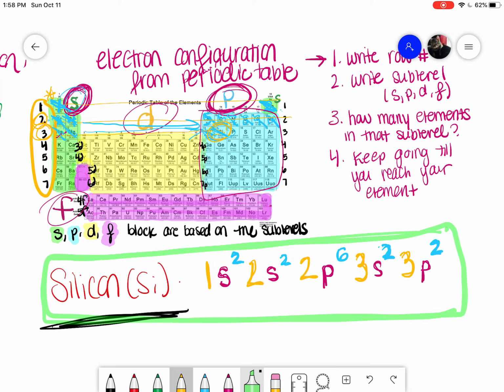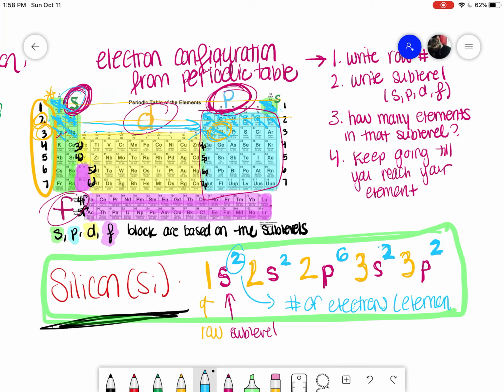So again, you write your row, your sublevel, those are your letters, and then the number of electrons, which are also the number of elements you go through. And you keep doing that until you get to your element.